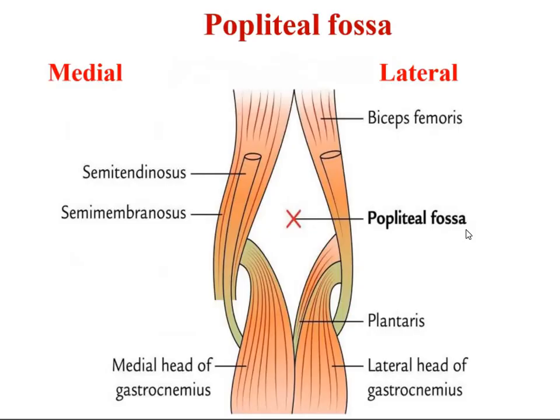Looking at the diagram, this is a line diagram. Looking above and medially we have semitendinosus, and beneath that the semimembranosus, and laterally we have the biceps femoris, and beneath we have this big muscle gastrocnemius. On the medial aspect, the medial head of gastrocnemius, and on the lateral aspect, the lateral head of gastrocnemius along with the plantaris. This diamond shaped area we are concerned with is your popliteal fossa.